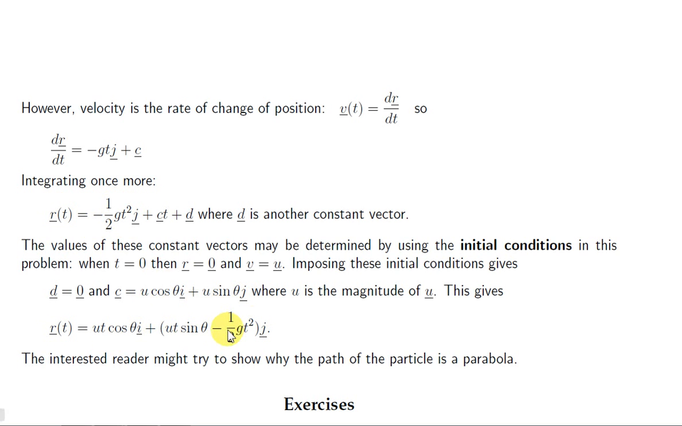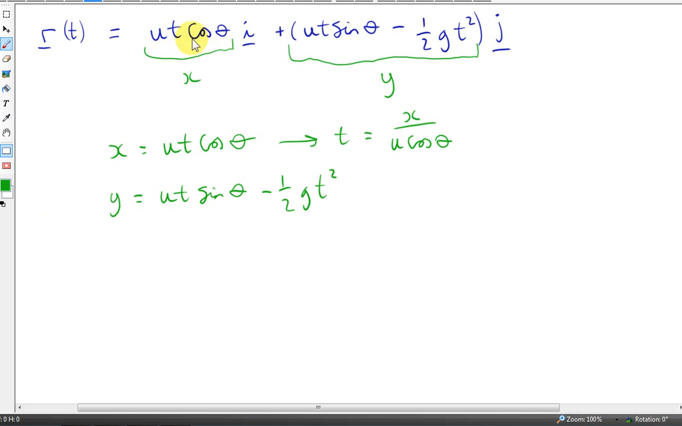We can show that the path of the particle is a parabola. Now, to do that, we just need to note that the x component is ut cos theta and the y component is given by this. So the coordinates of any point on the trajectory are given by x comma y. So here's vector r. So x is this here and y is this here. So we want a relationship between x and y. That'll give us the equation of the trajectory.